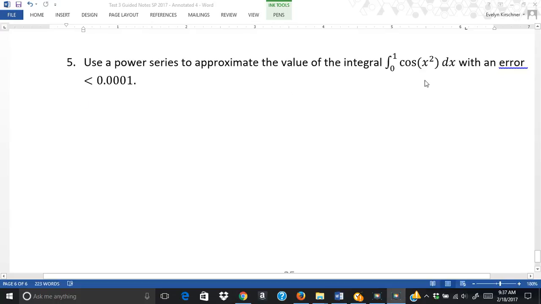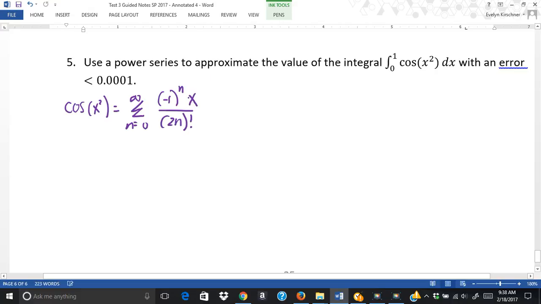So I want to use a power series to approximate this integral, so I have to remember what cosine of x squared is. I'm going to use my formula: the sum from n equals 0 to infinity of (-1)^n over (2n)!. And remember, since it's squared, instead of x to the 2n, it's going to be x to the 4n, because x squared to the 2n is x to the 4n.